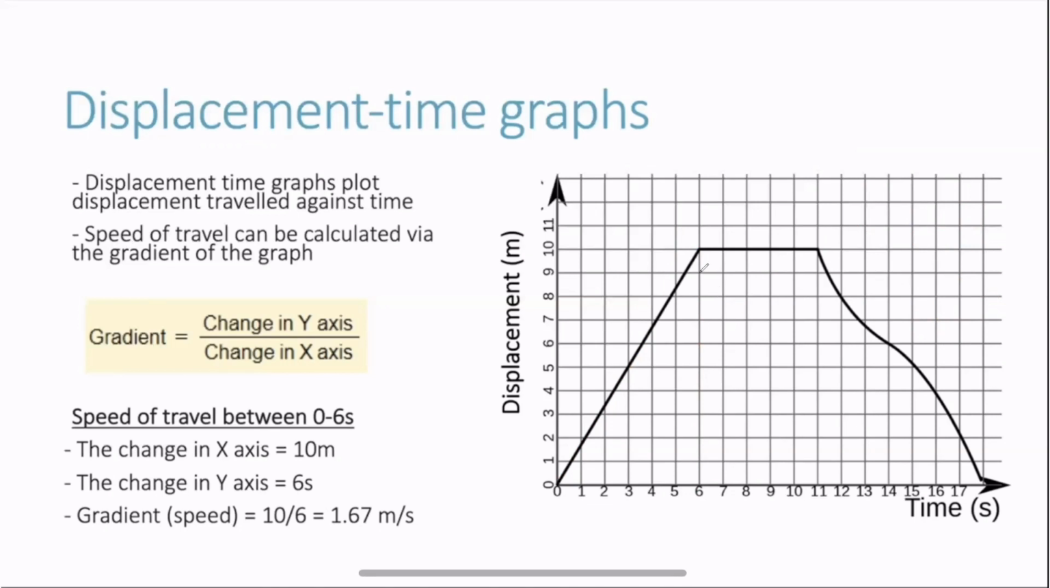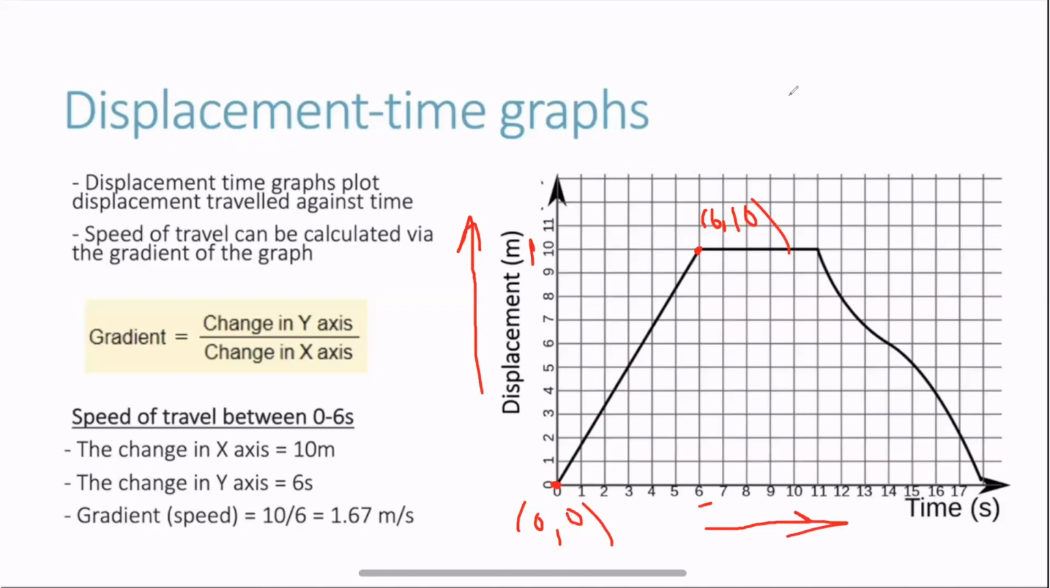One more thing: the speed from the graph can also be found from the gradient, that is, change in y-axis upon change in x-axis. Plotting graphs, I'm sure all of you must have learned earlier this year. At x we have 6 and at y we have 10, and at the start both of them are 0, 0. So we'll have the change in the y-axis, which is the displacement axis, upon the change in the x-axis, which is the time axis.